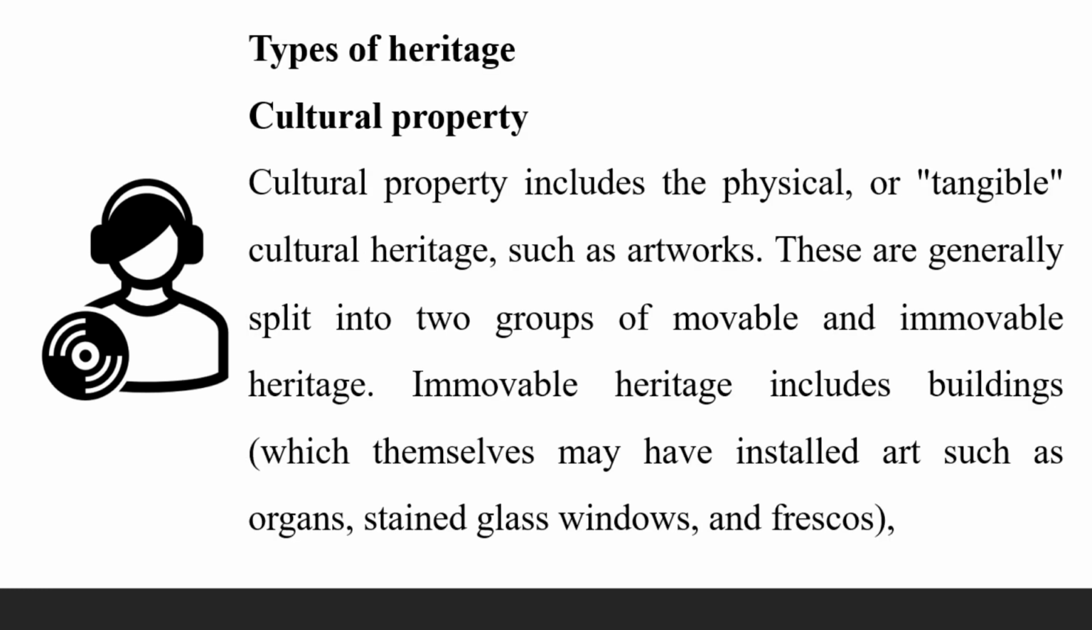Types of heritage. Cultural property. Cultural property includes the physical, or tangible, cultural heritage, such as artworks. These are generally split into two groups of movable and immovable heritage. Immovable heritage includes buildings, which themselves may have installed art such as organs, stained glass windows, and frescoes.